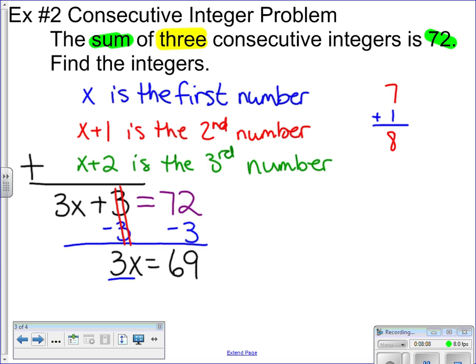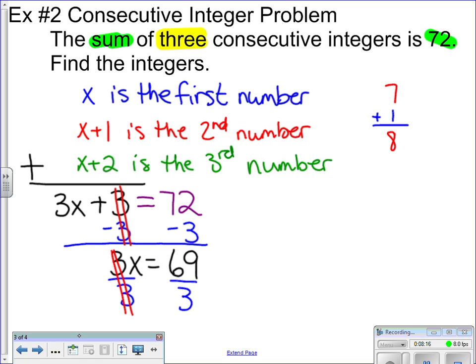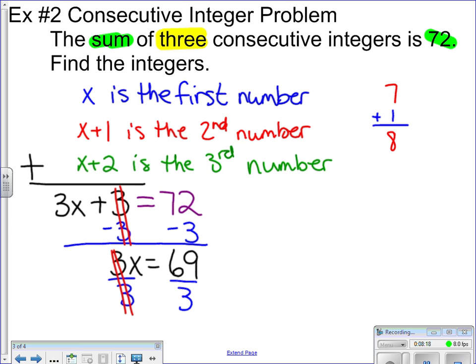Get rid of the 3 by dividing. Multiplicative inverse cancels those out. And we find out that x equals 23. Now that's only one of the numbers.